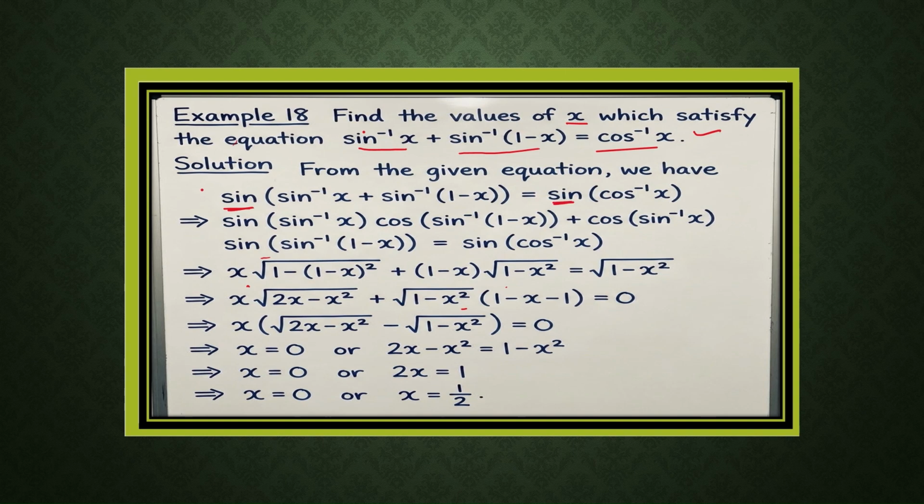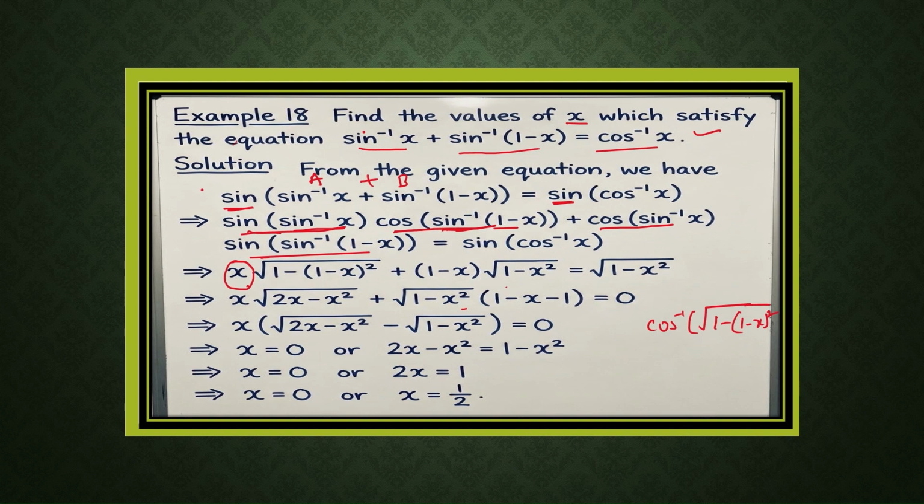Then the LHS becomes sine of (a plus b). What is the sin(a plus b) formula? sin a into cos b plus cos a into sin b. Now sine of sine inverse x is x. Then cos of sine inverse (1 minus x): this sine inverse I am writing in terms of cos inverse, which becomes cos inverse of square root of 1 minus (1 minus x) square.